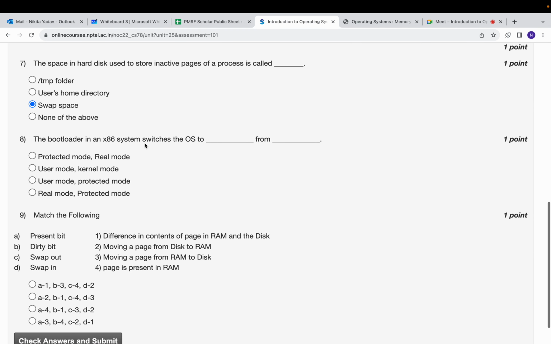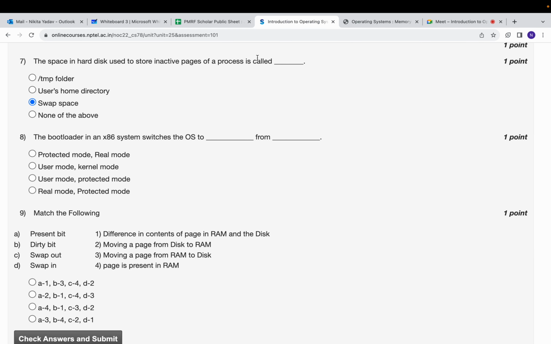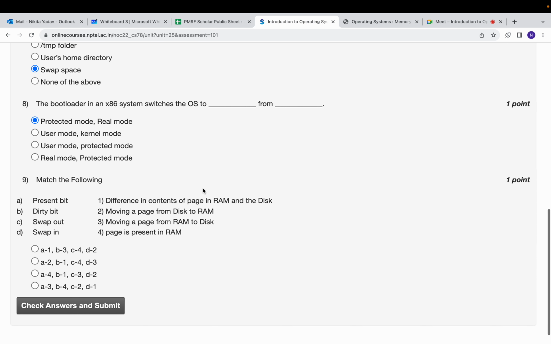Because the question is even just asking it, it is called that, right? Yes. Okay, the eighth is the bootloader in an x86 system switches the OS from real mode to protected mode, which we already answered. The last one, we've already done it, or I think I have skipped it. Done, done. Okay, so it's a repeating question.